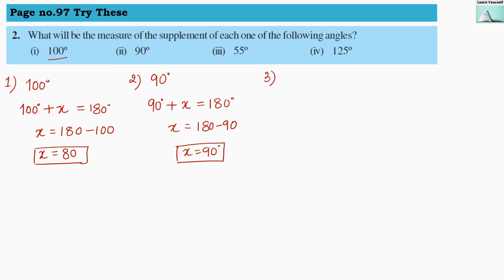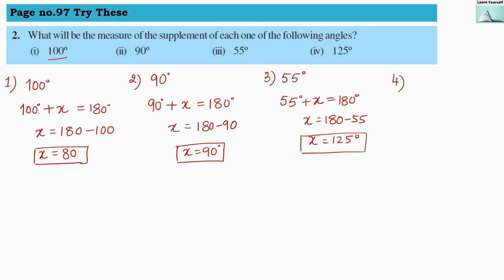Third, 55 degree. So we have to find out the angle whose addition with the 55 degree angle should give us 180 degree. So let us call the second angle x. It should give us 180 degree. So x equals 180 minus 55, which will give us x equals 125 degree.